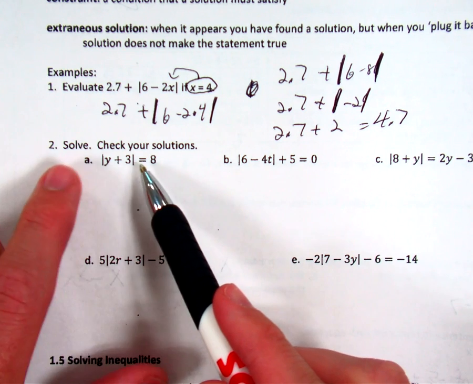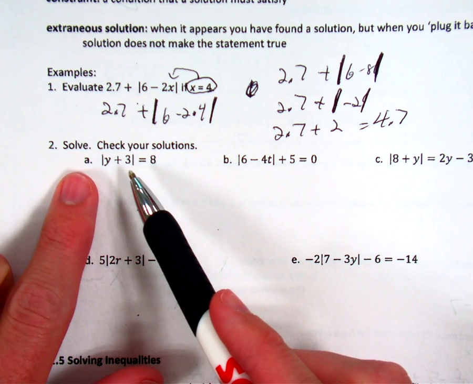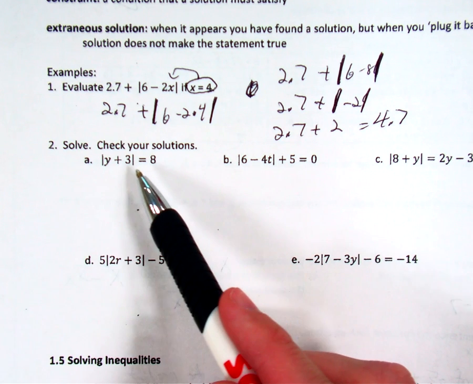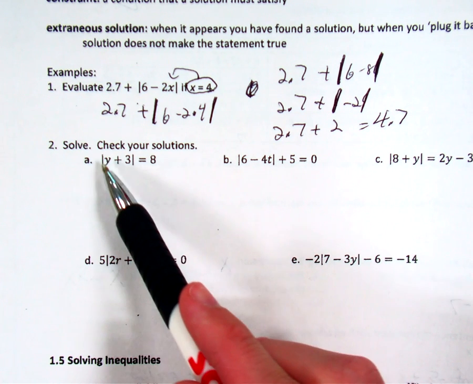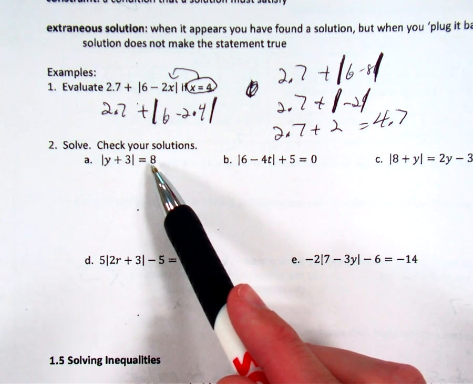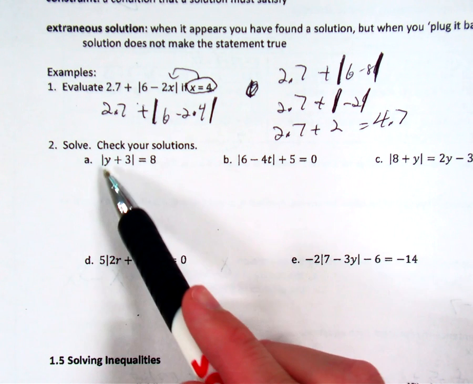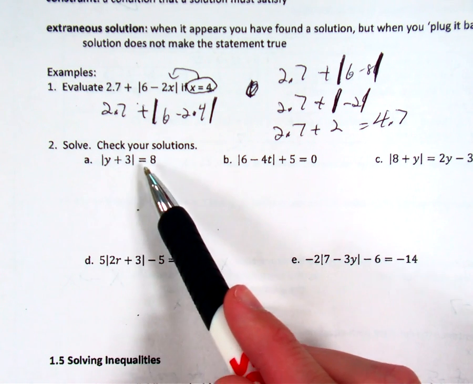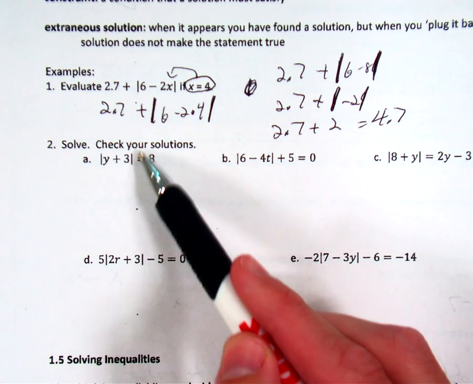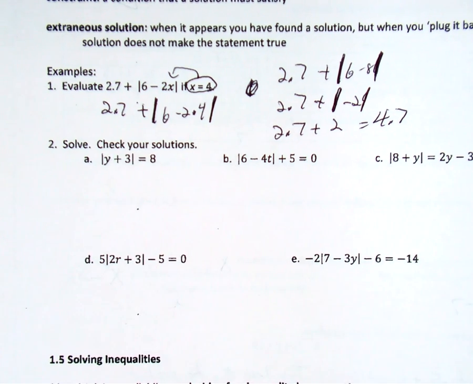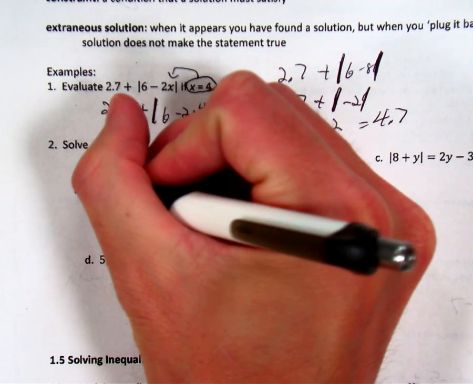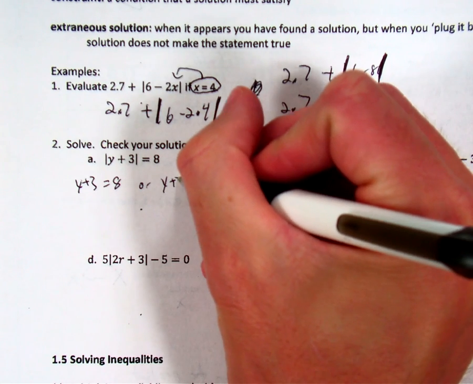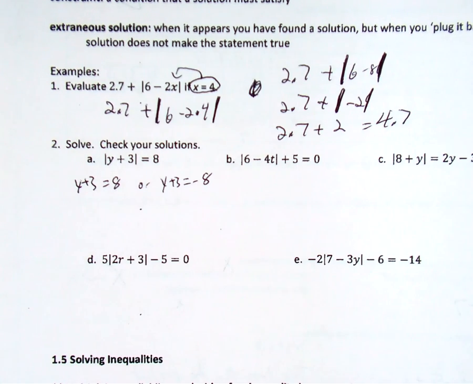The goal here is to get the absolute value box by itself. And once you get the absolute value box by itself, we're going to split it into 2. Okay? Because inside the absolute value box, this could be 8. Absolute value of 8 would be 8. Or inside here could be -8, because the absolute value of -8 would equal 8. So once you get the absolute value box by itself, we're going to split it into 2. We'll have y plus 3 equals 8, or we'll have y plus 3 equals -8.